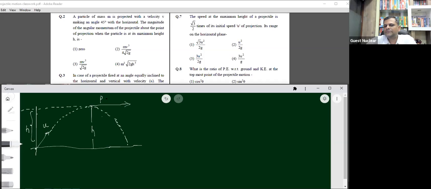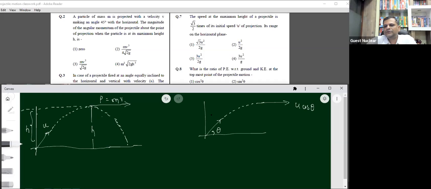And at the same time what is the momentum of the particle p here? So it will be actually mass into velocity at this point, correct? And already we have seen last time that if the particle is projected at an angle theta initially, then by going at the highest point it has the velocity which is u cos theta.